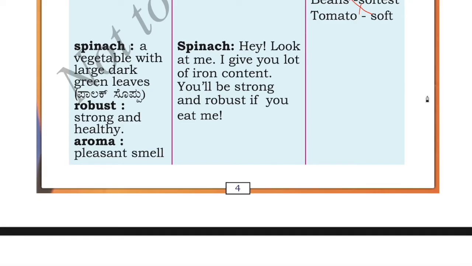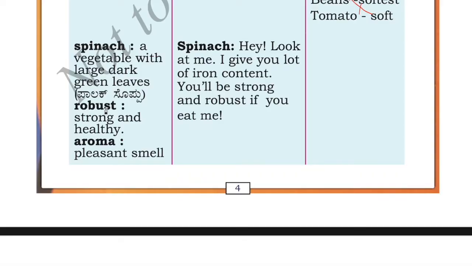Let's go to spinach. Spinach is palak soppu. Spinach is saying, hey, look at me. I give you lot of iron content. You'll be strong and robust if you eat me. So spinach is a healthy green. It's a vegetable with dark green leaves. So you must know palak soppu. I'll show you an image soon.